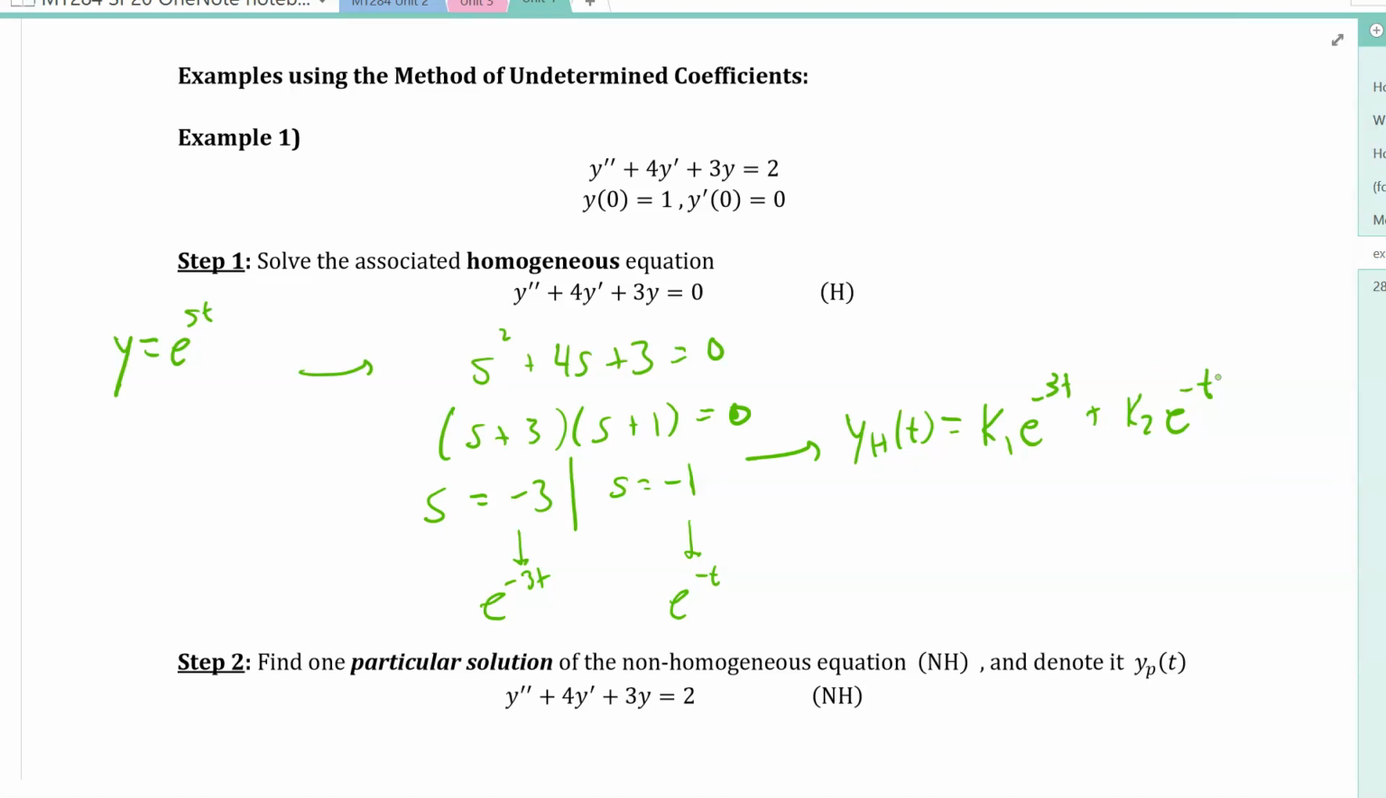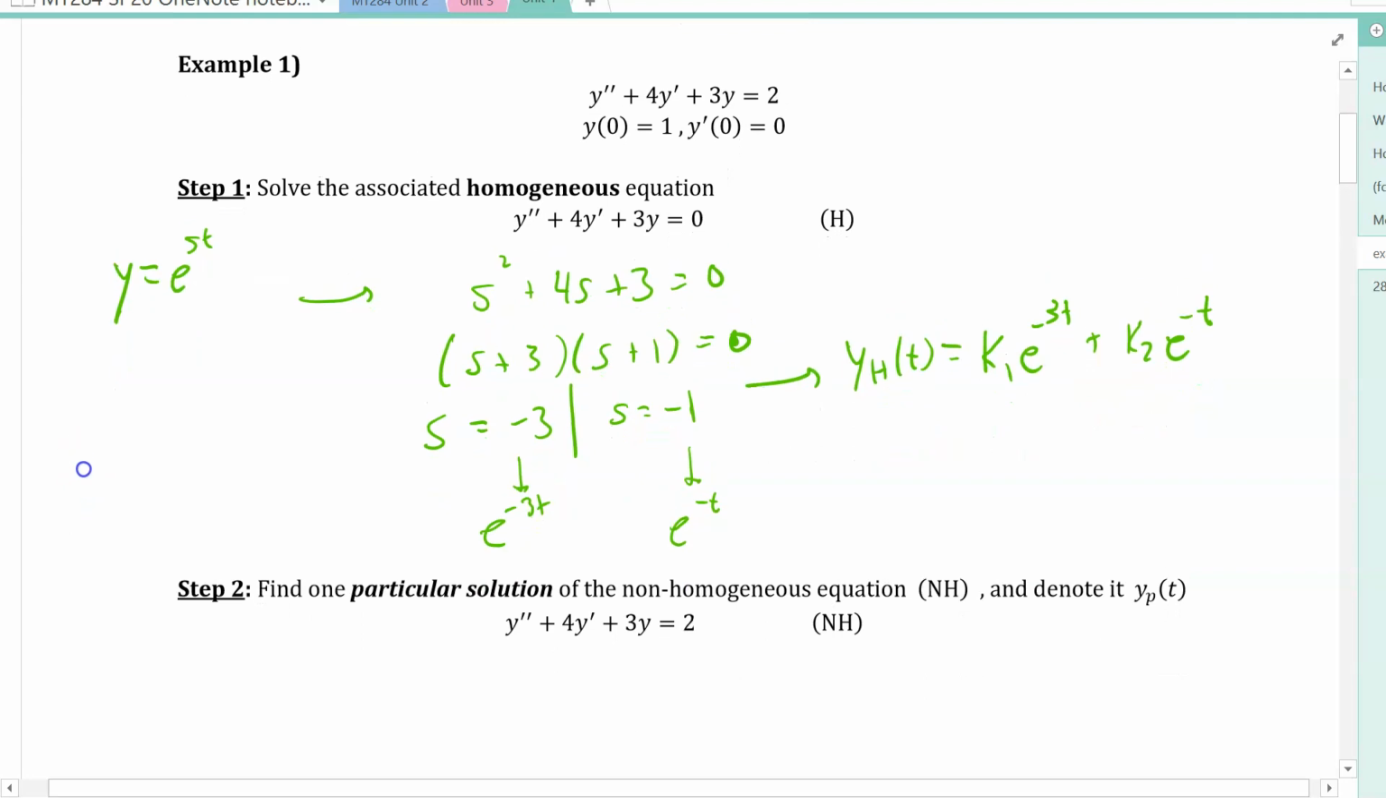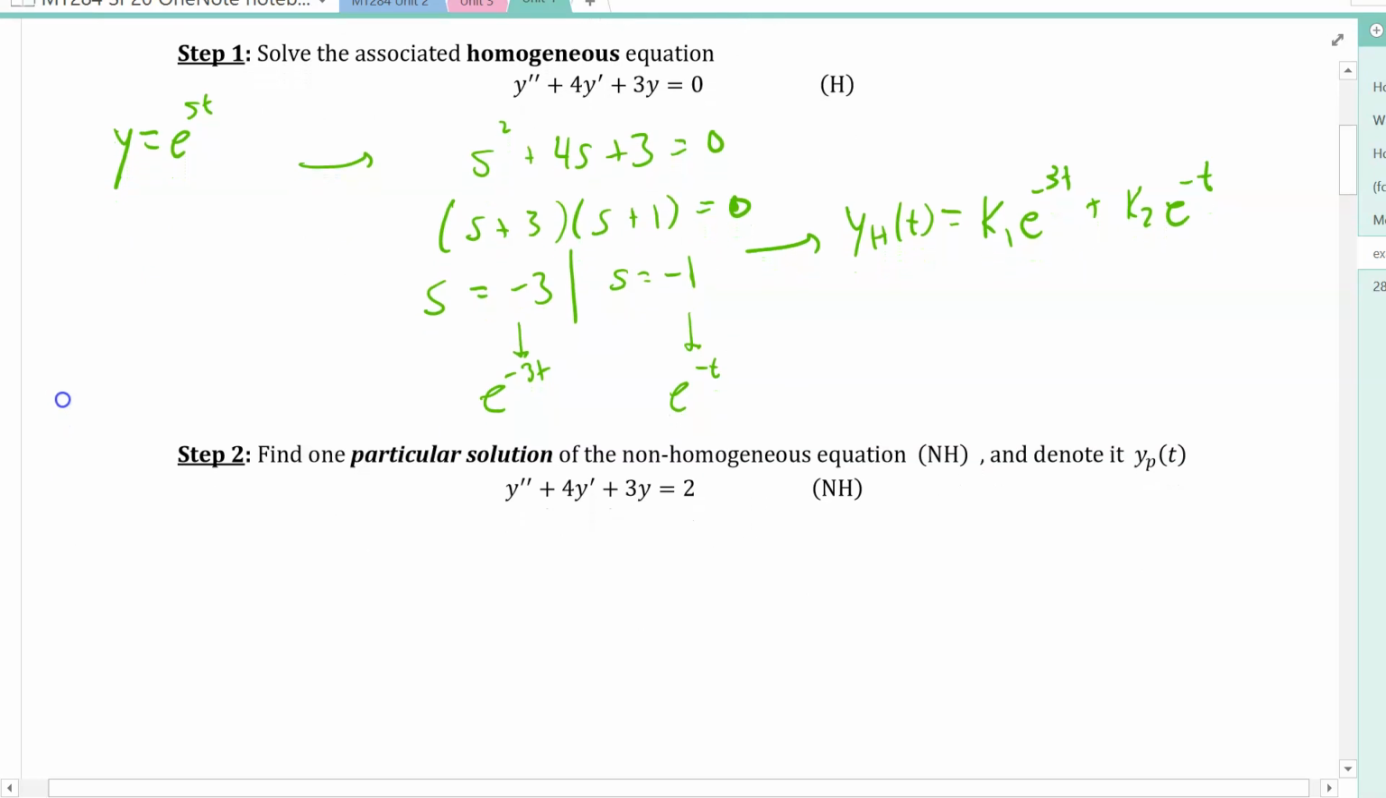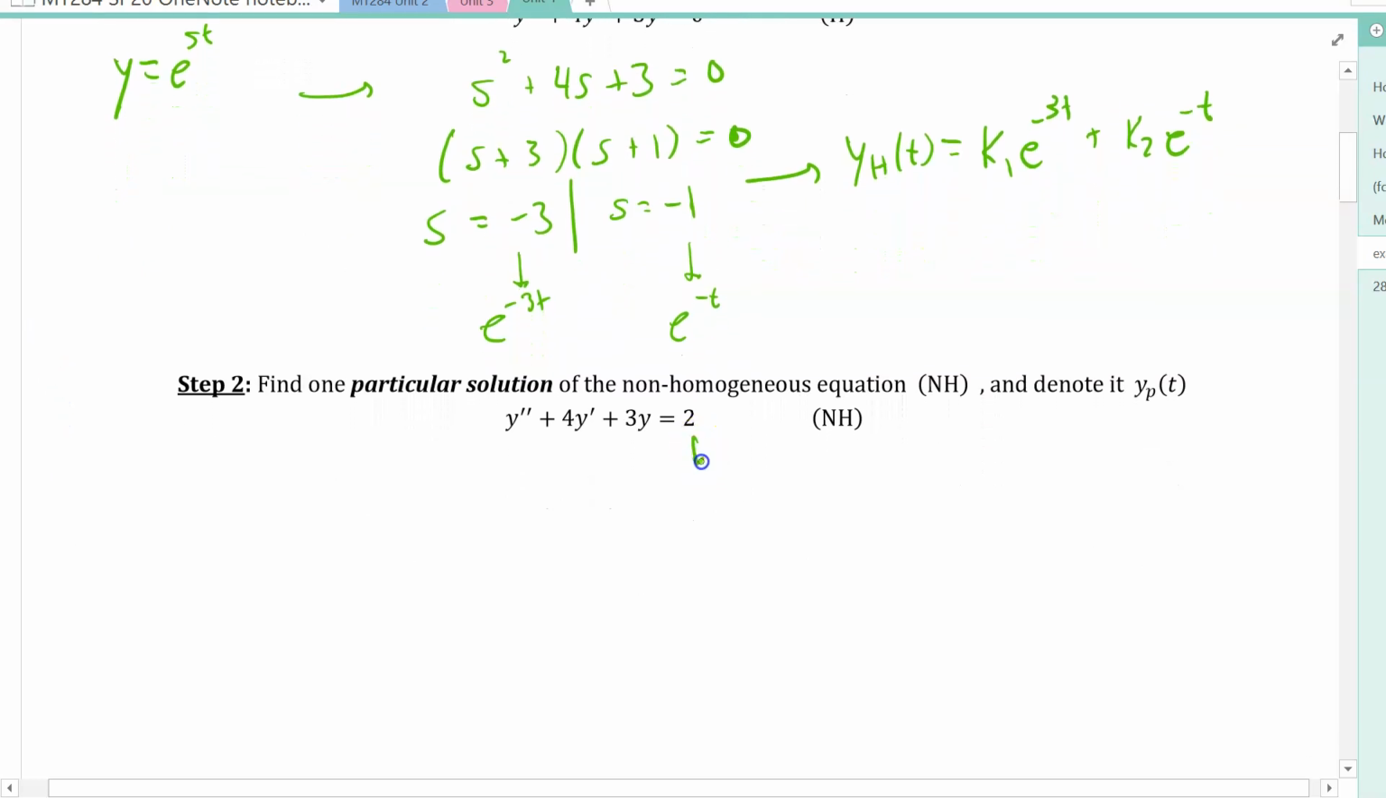Now we have to find one particular solution to the non-homogeneous problem, which we're calling NH, for non-homogeneous. We're going to denote that by y sub p. What we're going to do is look at the right-hand side function, which in previous videos I've called g of t. In this case, it's a constant function.